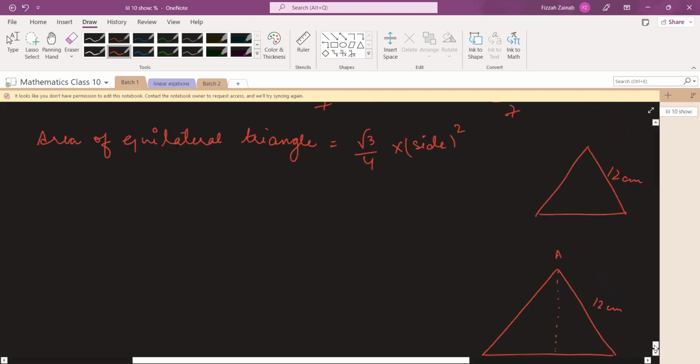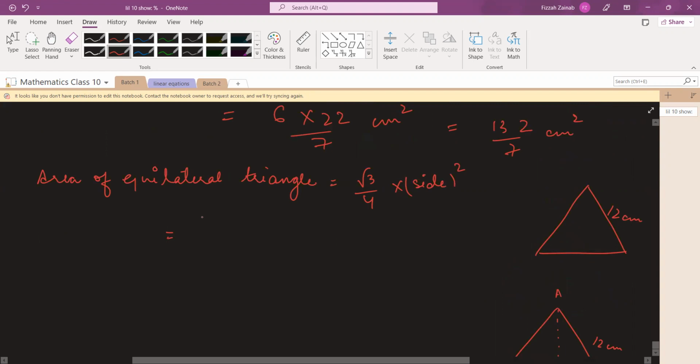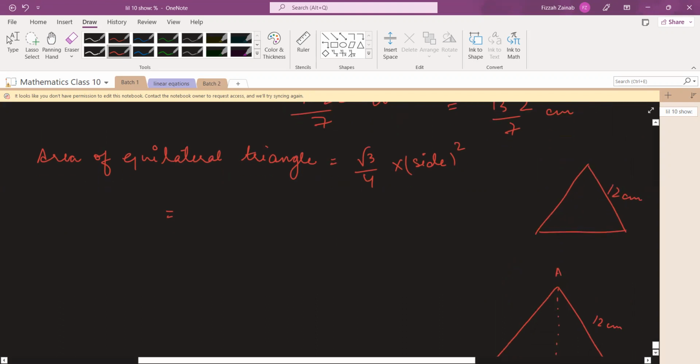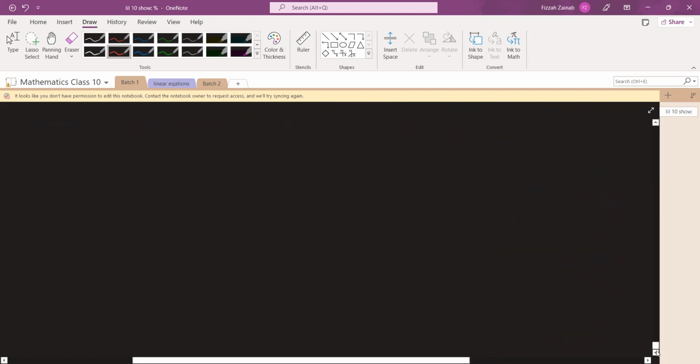Understood? You can check it later on. You can also use 1 by 2 into base into height, half base into height. If you want to use that, then you have to use this whole process which I'm telling you, Pythagoras theorem and everything, and then put it in the formula.